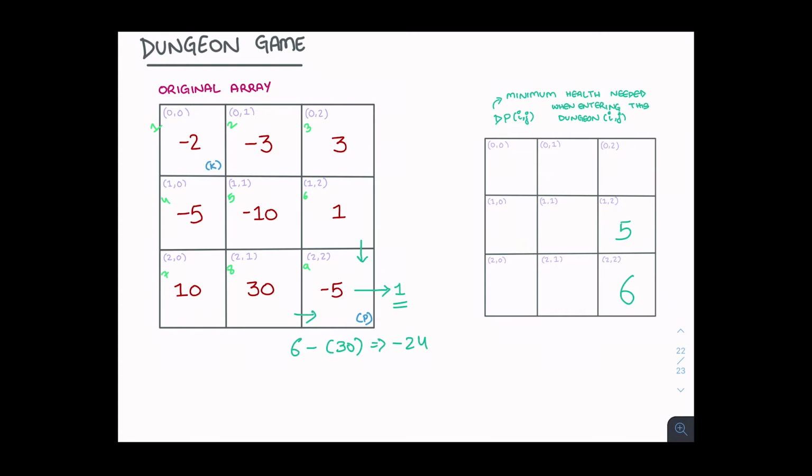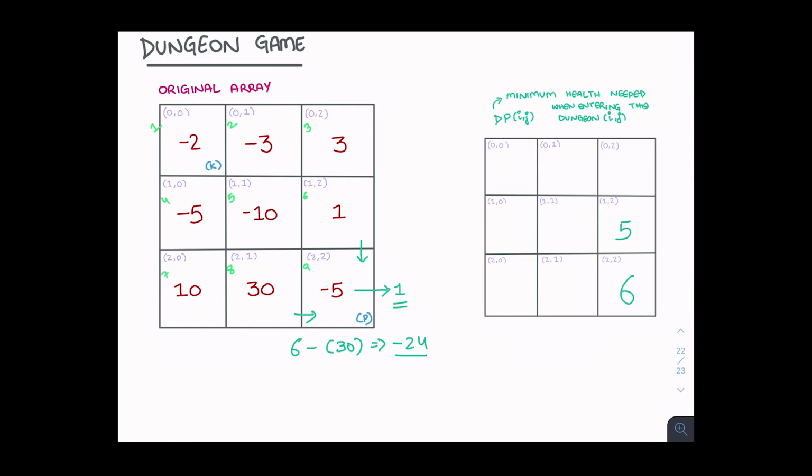This means that this room is providing us with a very high positive value. It is providing us with like a huge cache of health points. And to enter this room, you will need minus 24 health points to basically get the exact 6 health points that we need to enter the final room number 9. Now we know that minus 24 health points is not possible.